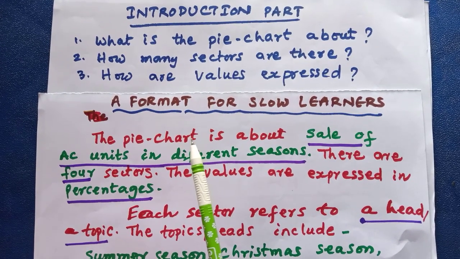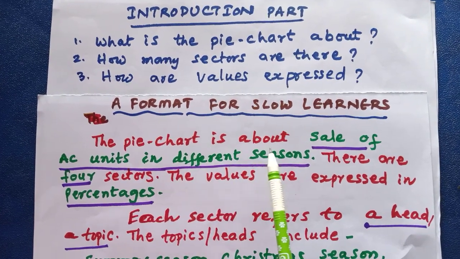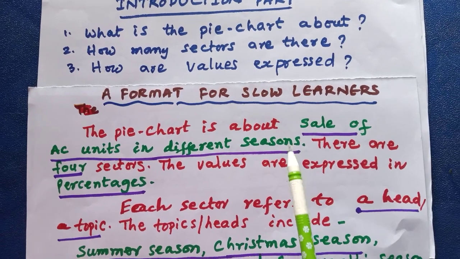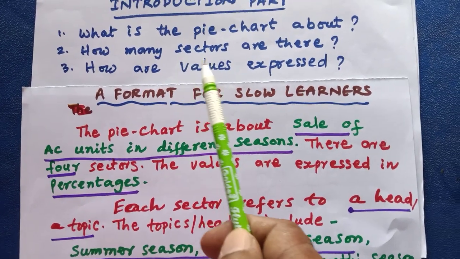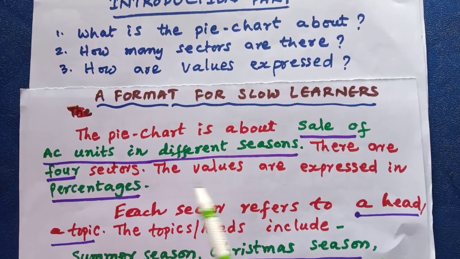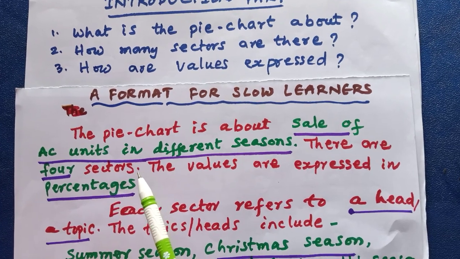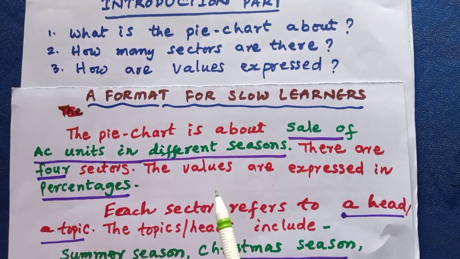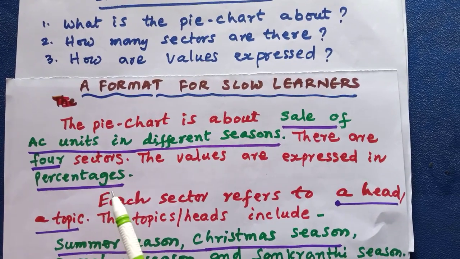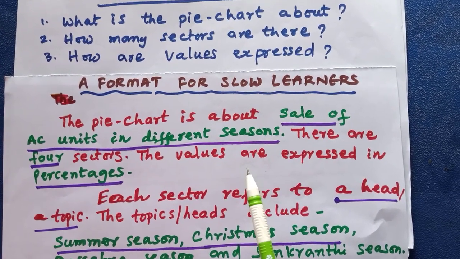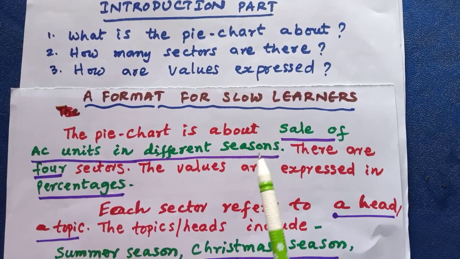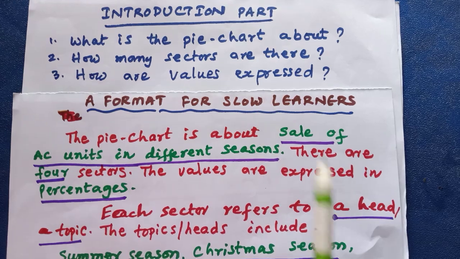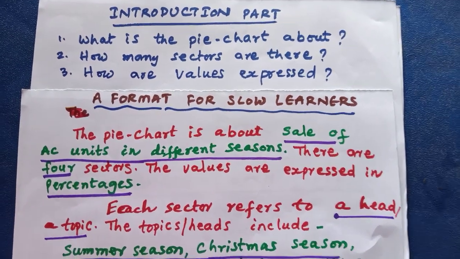So the introduction part is: the pie chart is about the sale of AC units in different seasons. And second question, how many sectors are there? There are 4 sectors. This will be another sentence in the introduction part. How are values expressed? The values are expressed in percentages is another sentence in the introduction part. So 3 sentences form the introduction part of the description.